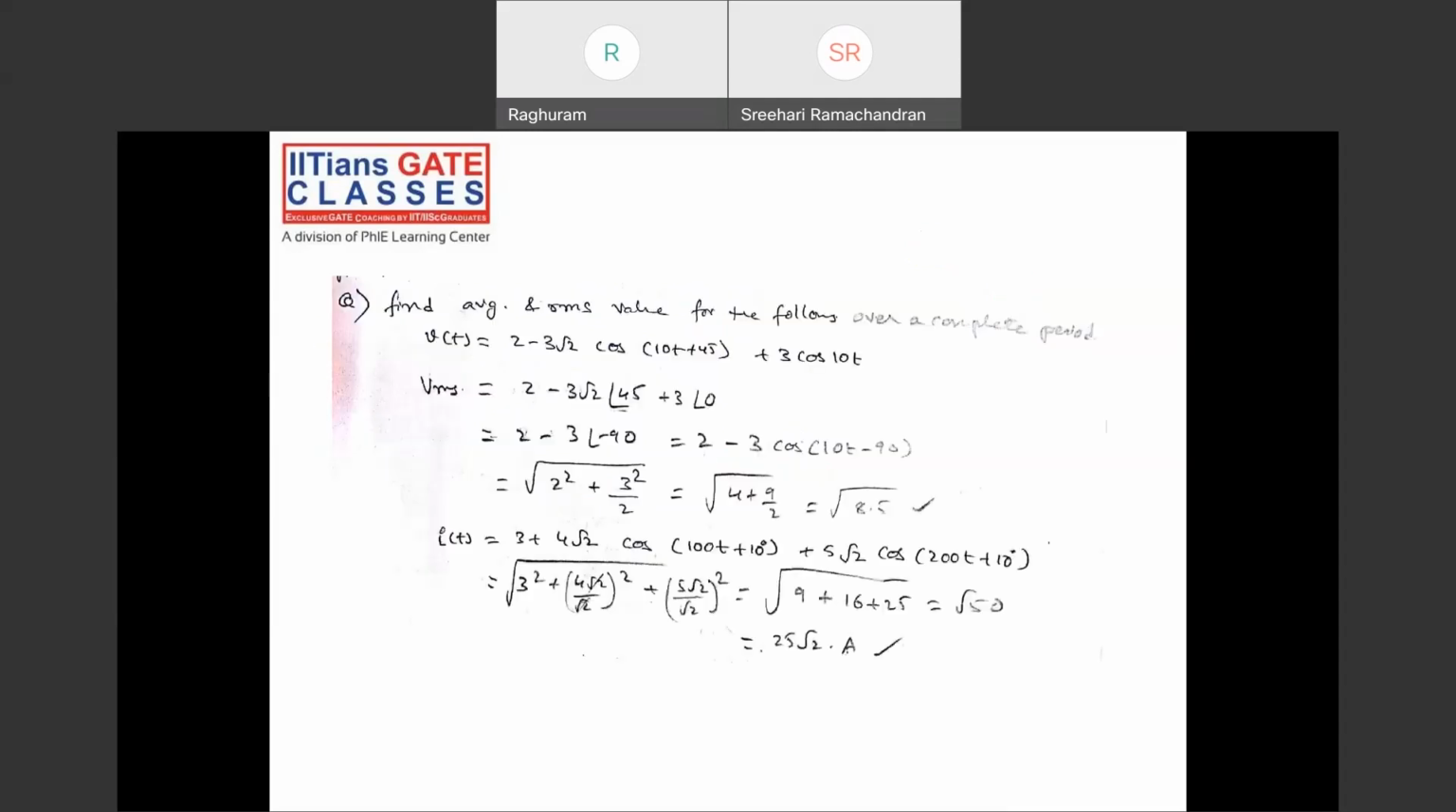Find the average and RMS values for the following over a complete period: 2 minus 3 root 2 cos(10t plus 45) plus 3 cos 10t. Convert them. The RMS value of 2 is 2 and for 3 root 2, 3 root 2 by root 2 gives 3. So it is 3 at an angle 45 plus 3 at an angle 0.